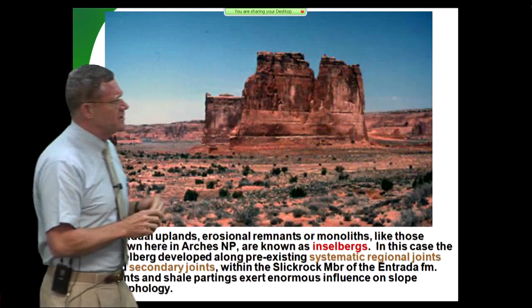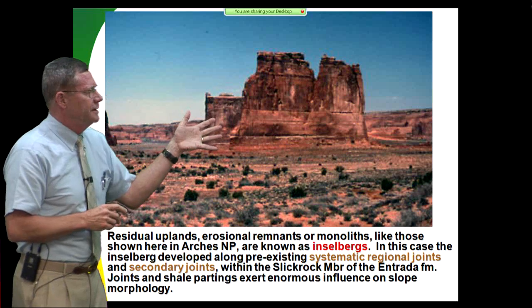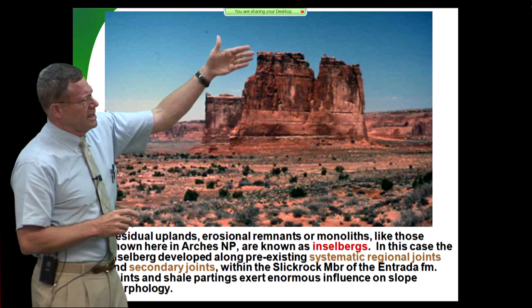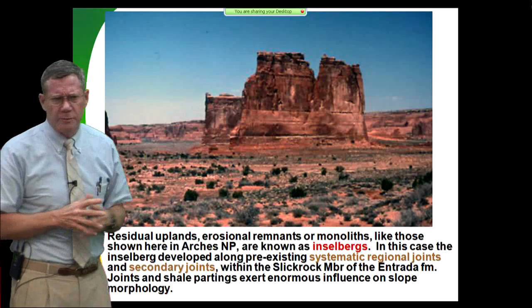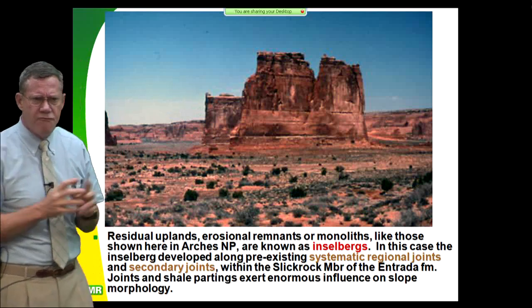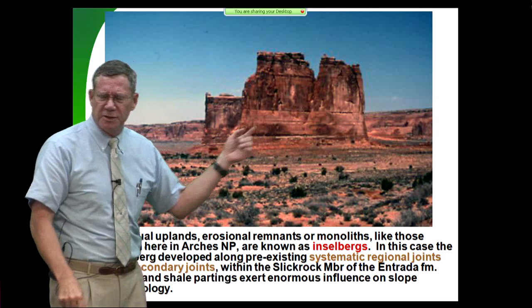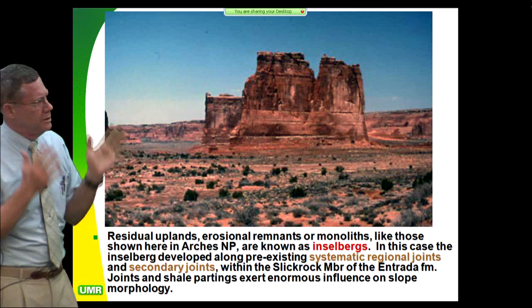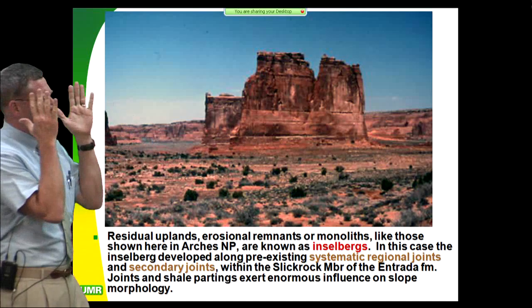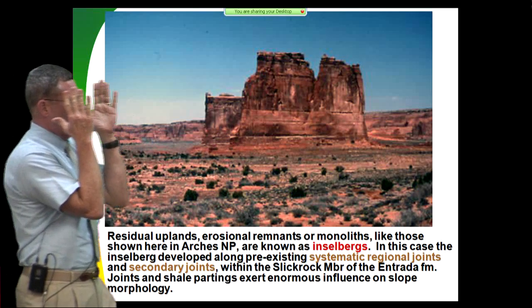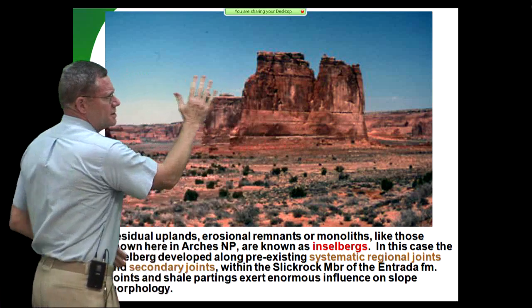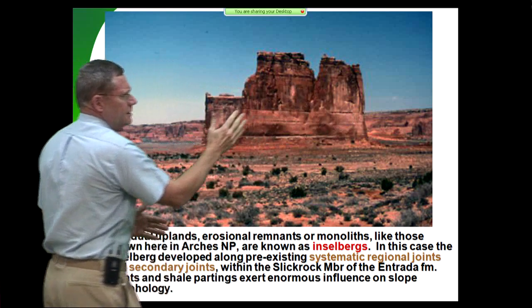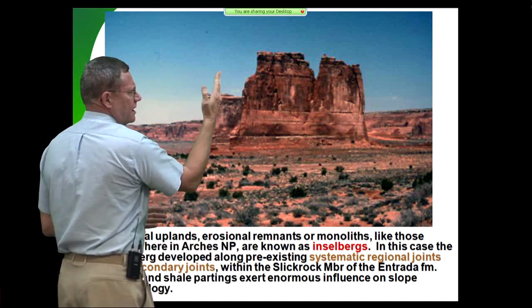Now you'll also see things like this, which are inselbergs. You love to use these in the Roadrunner movies, with Beep Beep going by. These are kind of inselbergs. They're usually controlled by joints. So you have regional systematic joints that usually form these nice, smooth faces you see here. And then you have the transverse set cutting off the other way.